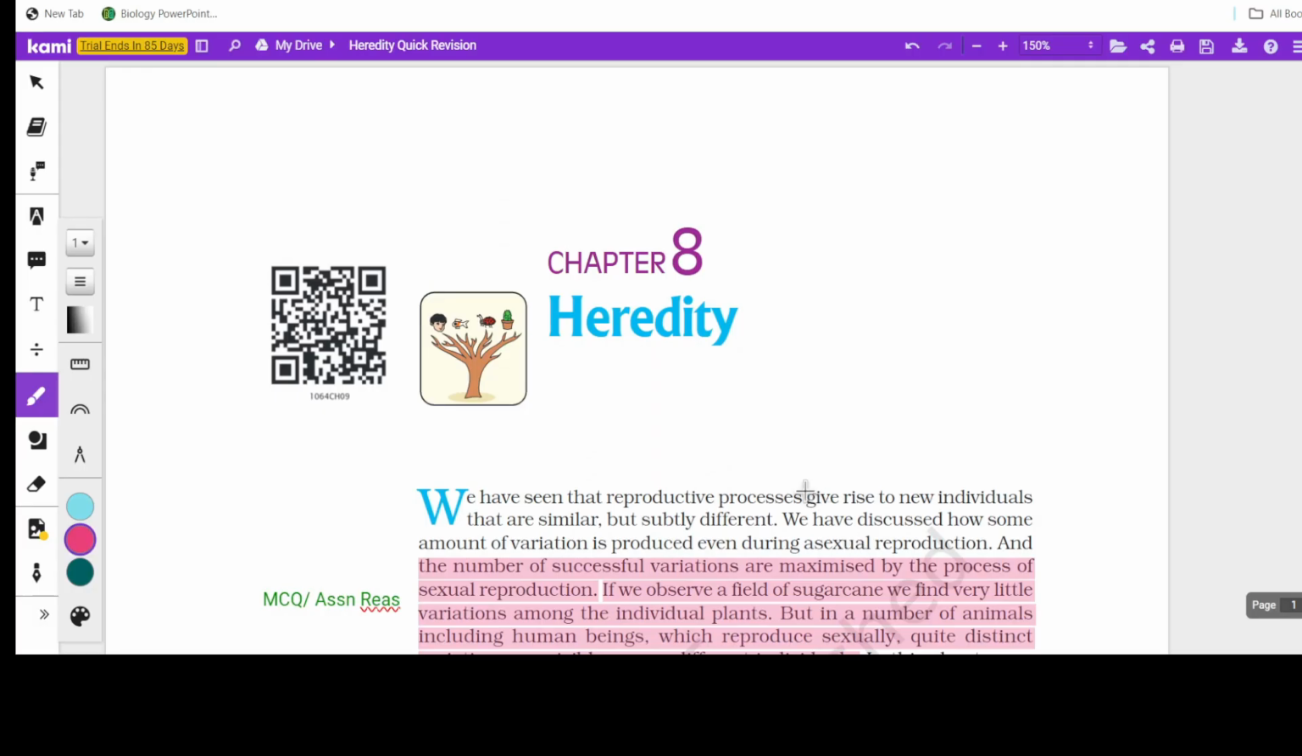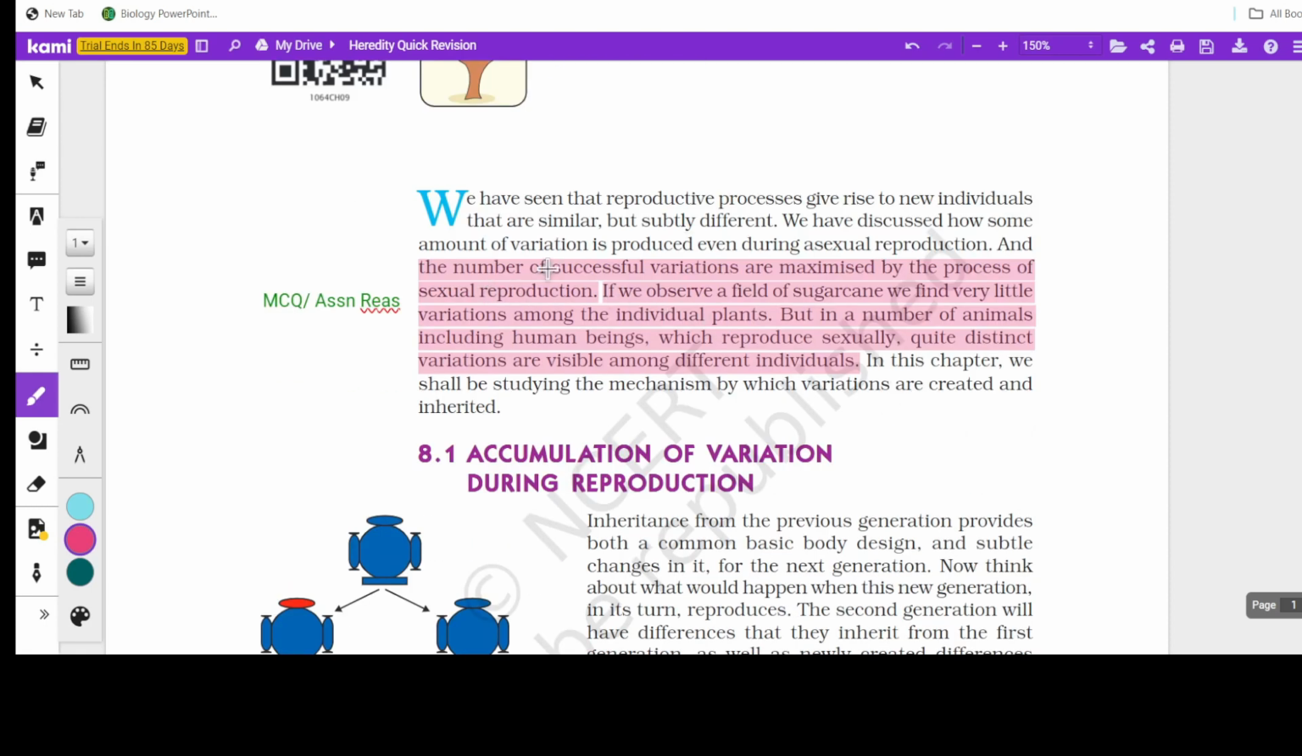Yes, children, we'll start with the chapter Heredity. We'll have a quick revision of this chapter. In the first paragraph, the possible question from this part is an assertion reasoning or can be an MCQ. Look here, the number of successful variations are maximized by the process of sexual reproduction.